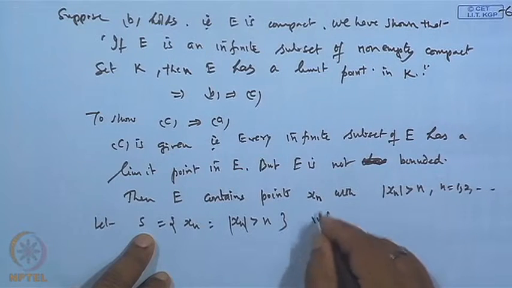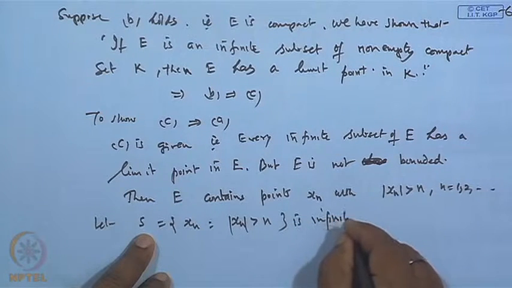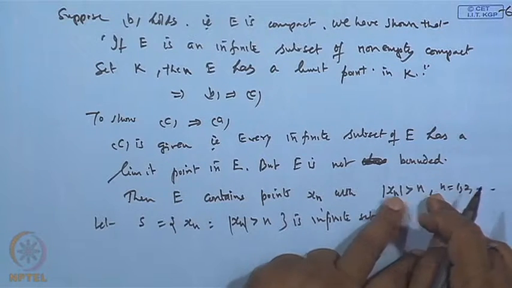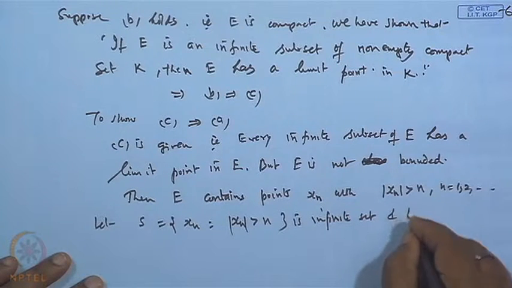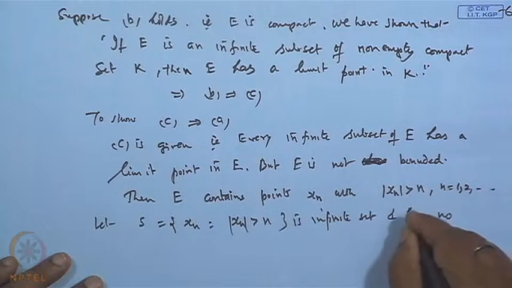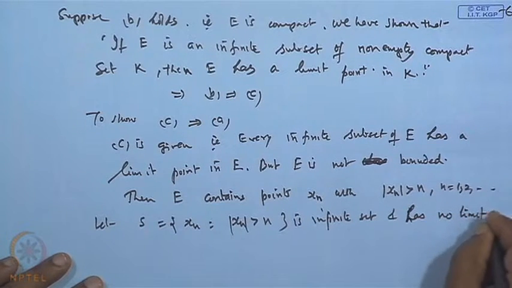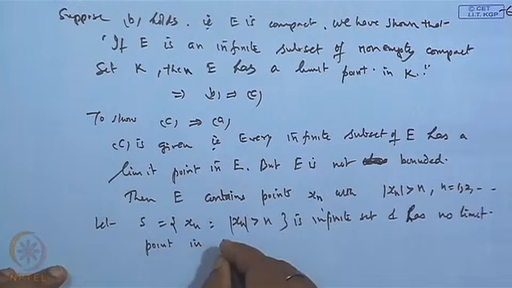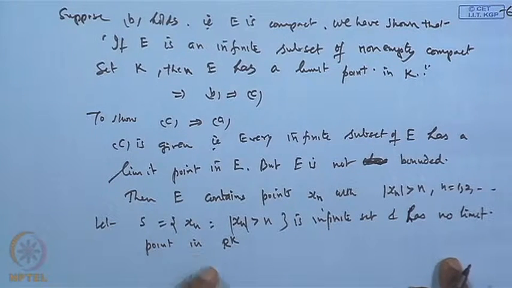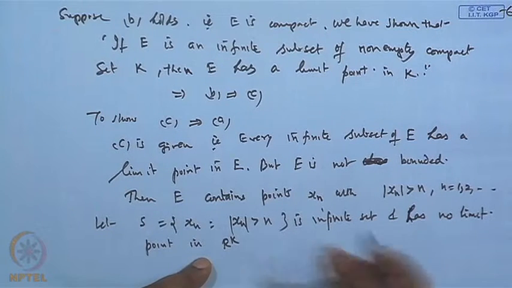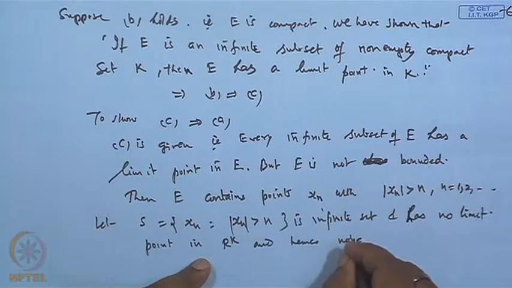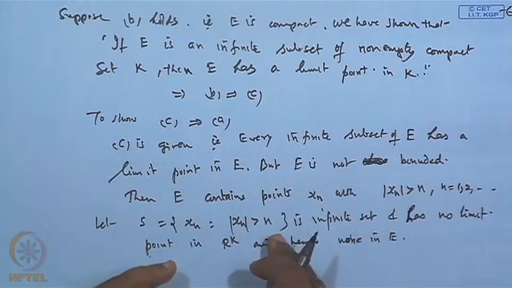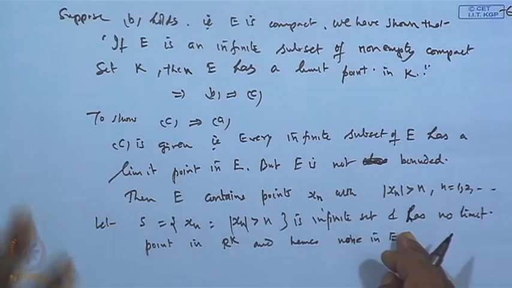Then obviously, this is an infinite set, because if it is finite, then we can get a bound for x n. So, it is an infinite set, and clearly it has no limit point in R k. So, hence it has none in E. This sequence will not have any limit point in E also.